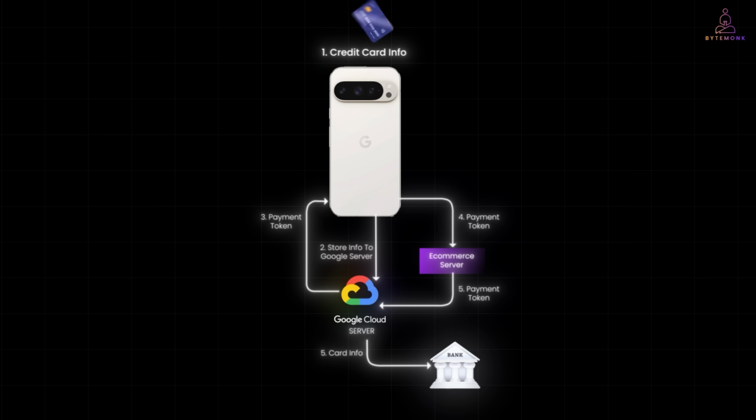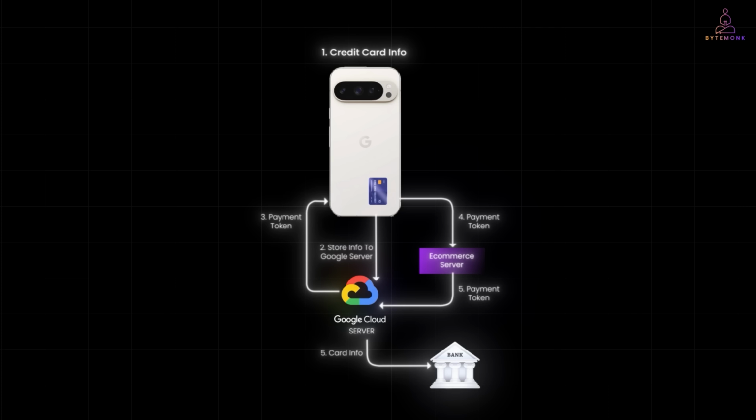When you add your card to Google Pay, your credit card information is sent to Google's secure servers, encrypted. Google communicates with your bank or the card network like Visa or MasterCard to verify your card. After verification, Google generates a payment token, also called a virtual account number, linked to your card, but stored in the cloud, not the device. So now, instead of your real card, this token is used during payments.